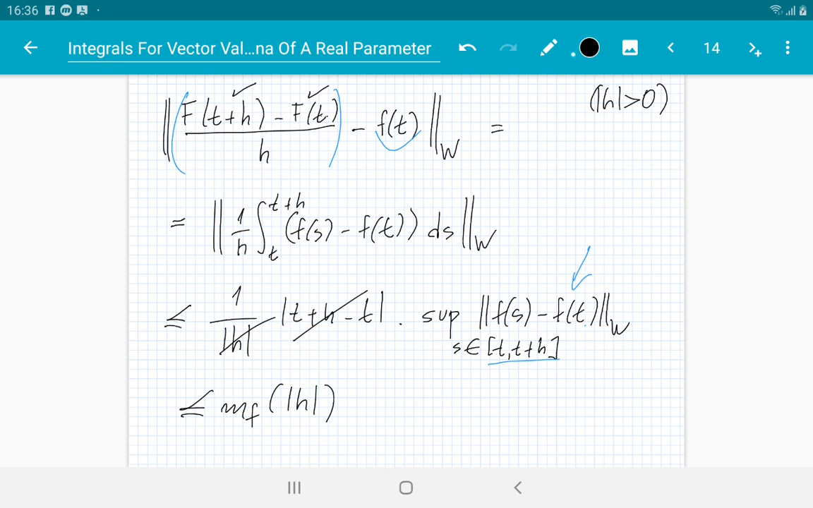So to recap, I started out from this difference here. The quotient that should give me the derivative minus what should be the derivative. I wrote this difference as a single integral. And now I bounded this integral by the factor that was pulled outside, the length of the interval, and then the sup of what's inside. And the sup of what's inside, I said, is just f computed at two points whose distance is at most the modulus of h. So this is bounded by the modulus of continuity of f computed at the modulus of h.